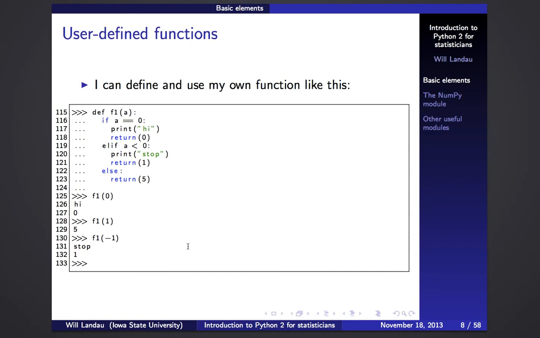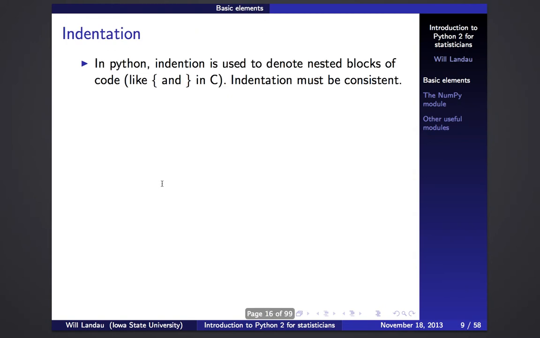So I can define my own functions with the def keyword and then call them later with arguments. Notice the indentation here in the if-else block and inside the function definition. Indentation is really important because indentation is used to delineate blocks of code, nested blocks of code. Indents are like the curly braces in C.